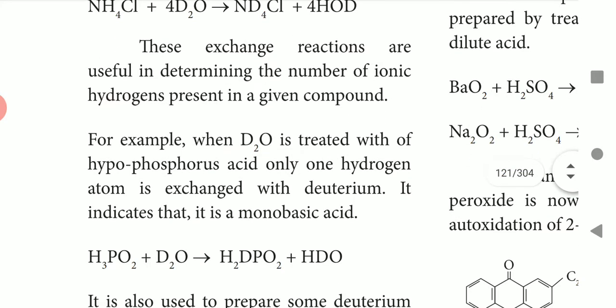For example, when D2O is treated with hypophosphorus acid, only one atom is exchanged with deuterium. It indicates that it is monobasic.